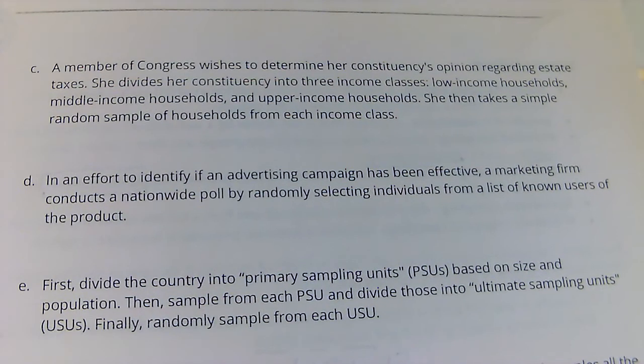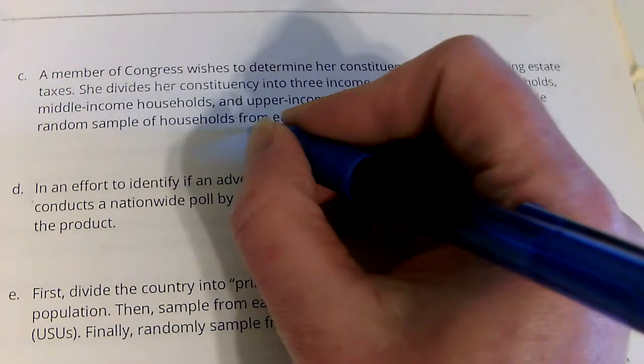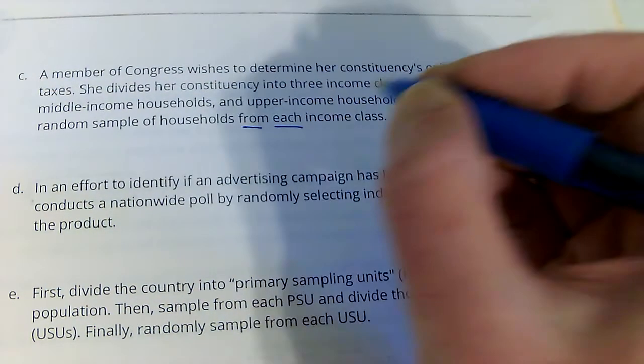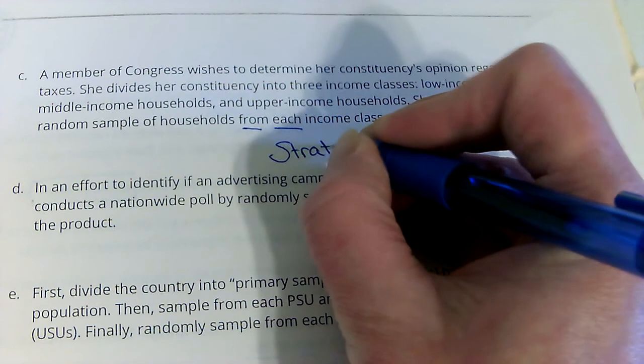A member of Congress wishes to determine her constituents' opinion regarding estate taxes. She divides her constituency into 3 income classes: low income, middle income, and upper income. She then takes a simple random sample from each. That would be stratified.